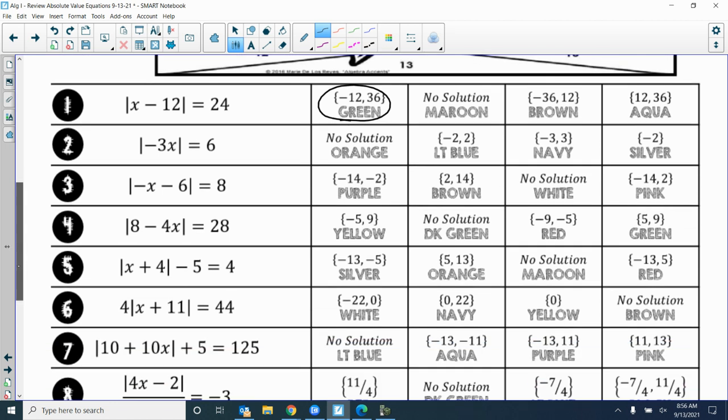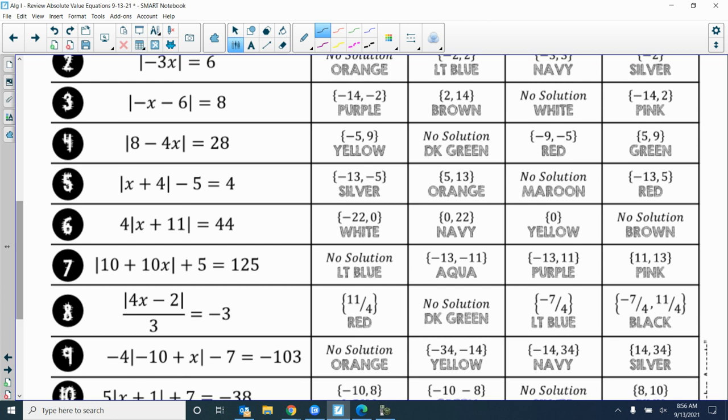Let's drop down to number 6. Let's do number 6 together. Go ahead and just put number 6 right after number 1. You don't need to skip a bunch of room. Make sure you number your work. Number your work.